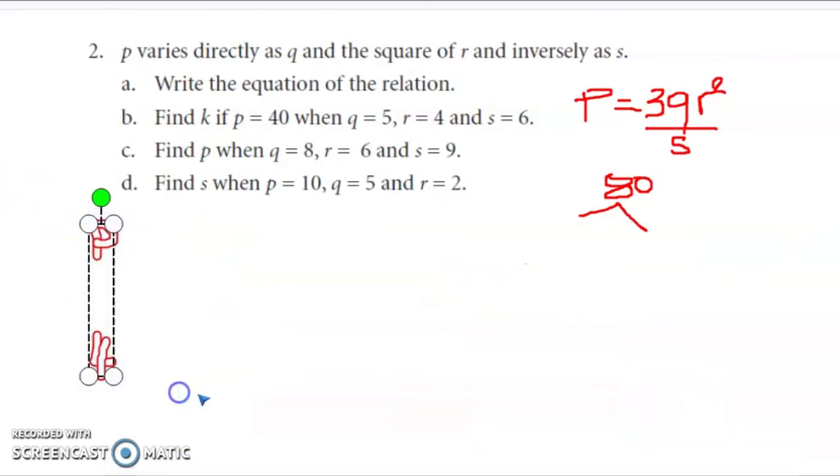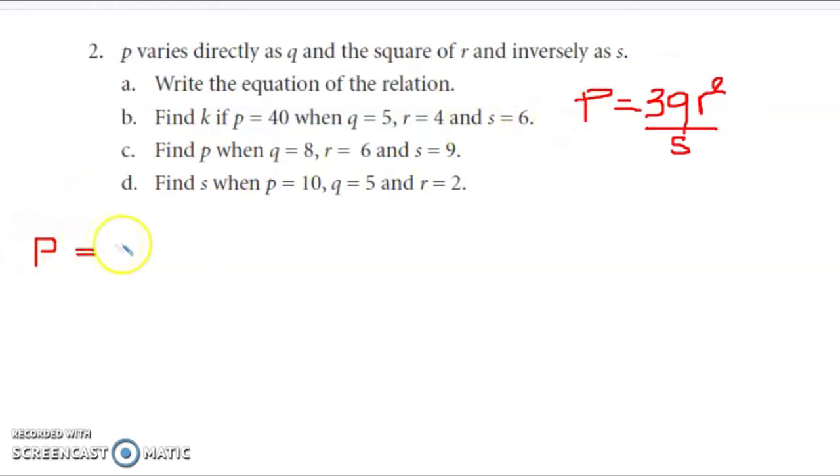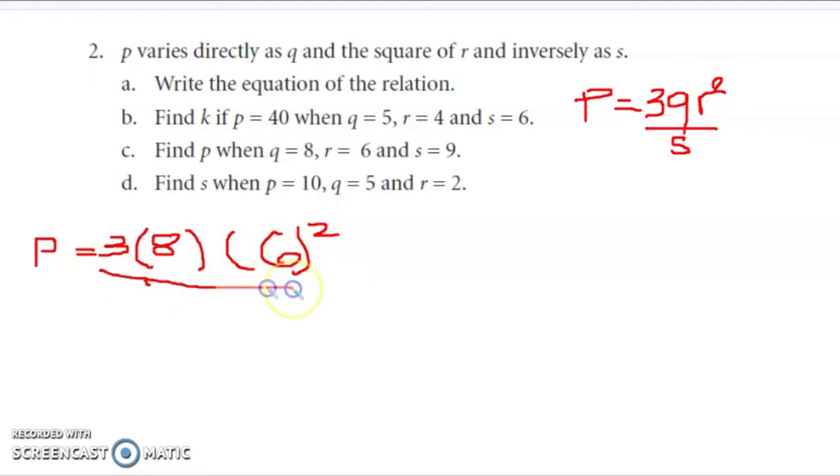Okay, now we find P when Q is 8, R is 6, and S is 9. So by substitution, P is equal to 3. What is the value of Q? 8. 3 times 8. What is R? 6. Take note that 6 is raised to 2, all over S, which is 9.